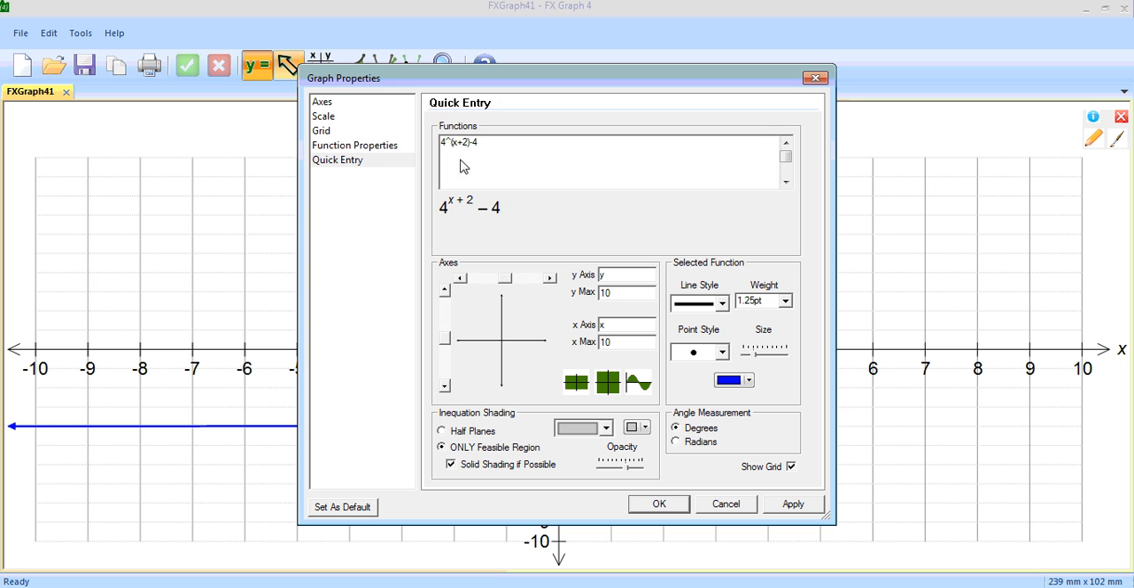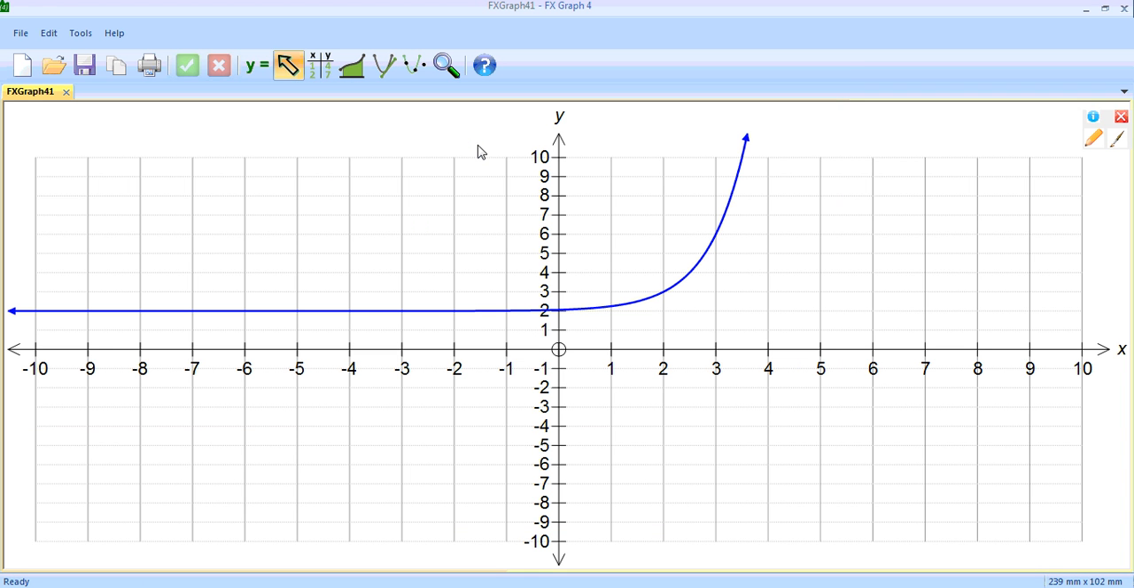Maybe base 4. We might put a minus in there, and then we might put a +2. Let's have a look at this. Right, first of all, you can see that your horizontal asymptote is sitting at 2, and you can see that that point there, your magic point, is sitting on the point 2, 3.